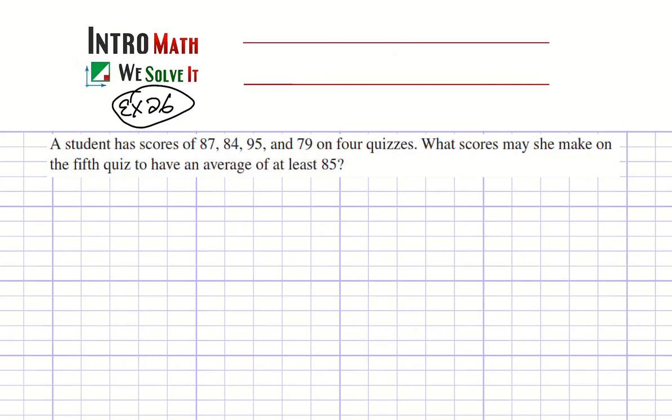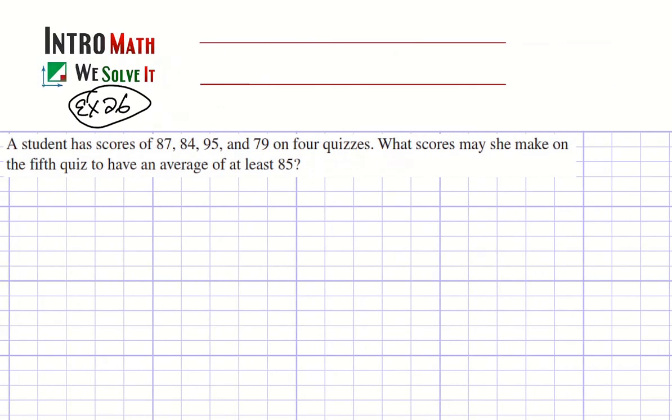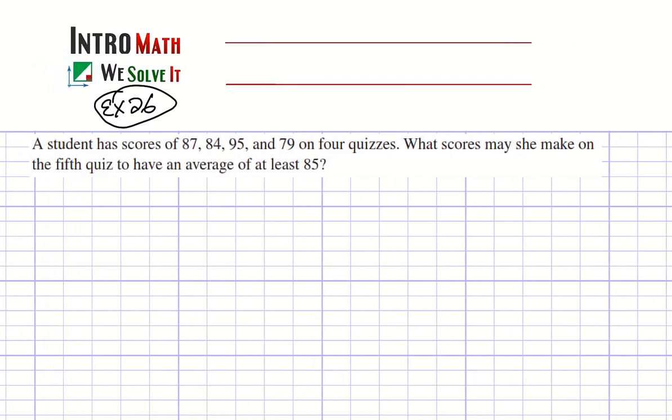It says a student has scores of 87, 88, 95, and 79 on 4 quizzes. What scores may she make on the 5th quiz to have an average of at least 85? We've done a lot of this, but now it has more quizzes. It has 4 of them, and for the 5th quiz they want to know what she has to score to get at least. So always pay attention to the language, at least 85.